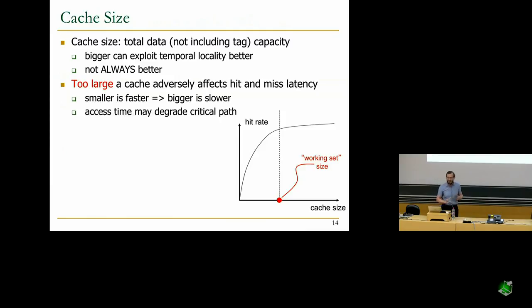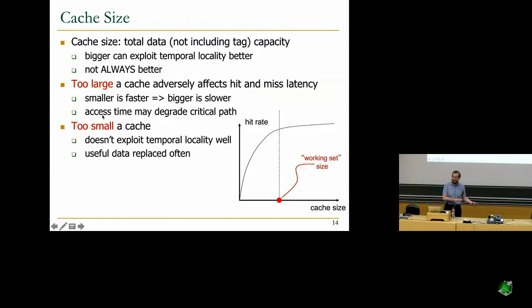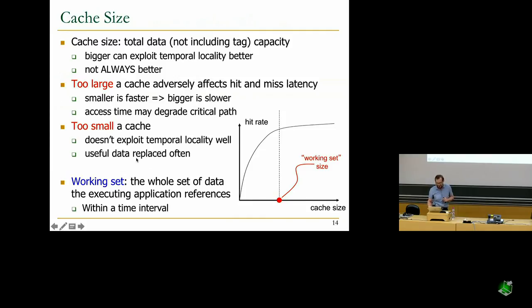Now, if you have too large of a cache, that's also not good, depending on your trade-offs. This adversely affects hit and miss latency. It takes longer to access that cache, and we know this very well. Smaller is faster, which means that bigger is slower, and access time may degrade the critical path, especially if you're doing the L1 design. But if you have too small of a cache, you have another problem. It doesn't exploit temporal locality well, and useful data is replaced often. So you need to decide the size of your cache carefully.